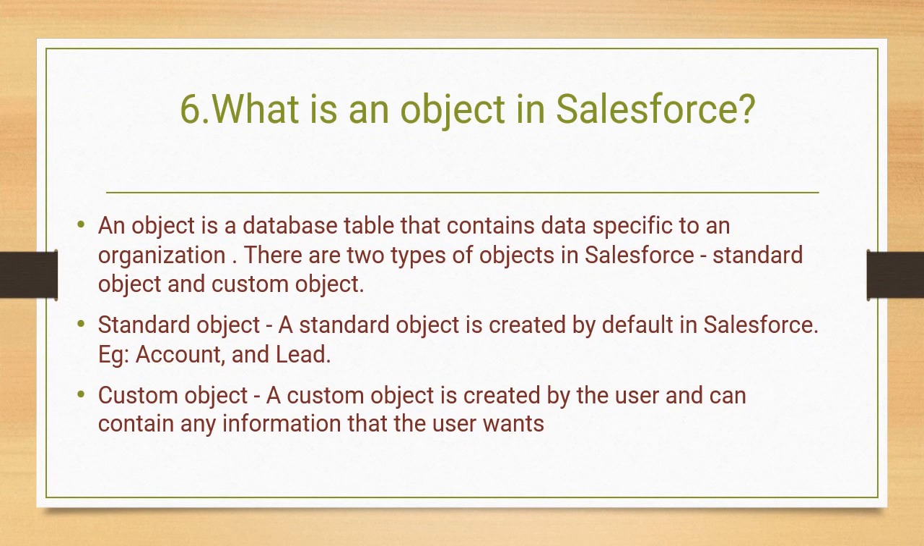What is an object in Salesforce? An object is a database table that contains data specific to an organization. There are two types of objects in Salesforce: standard object and custom object. Standard objects are created by default in Salesforce, such as account, contact, lead. These are the standard objects. A custom object is created by the user and can contain any information that the user wants.